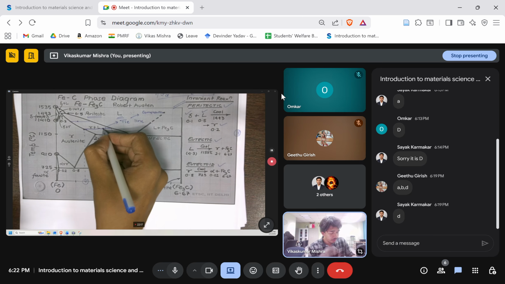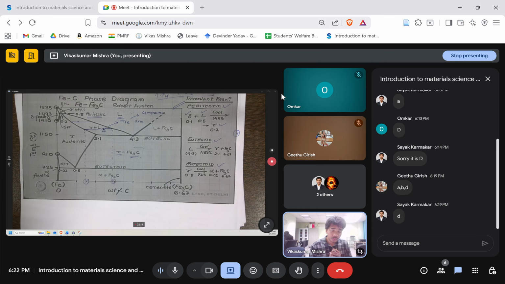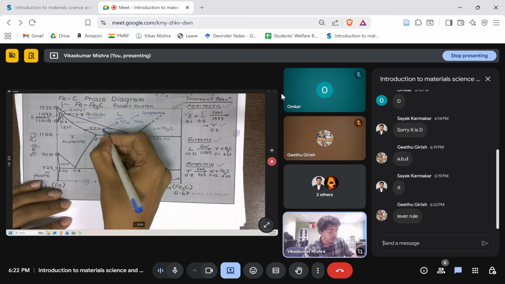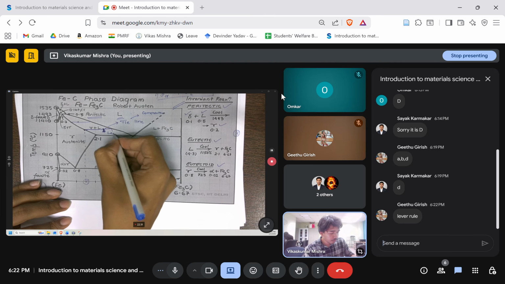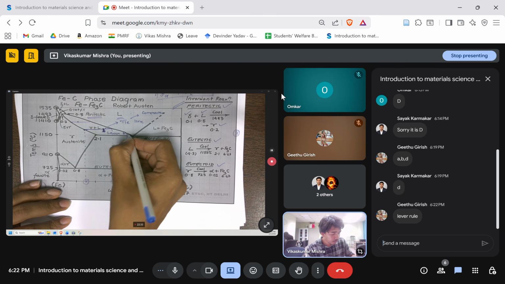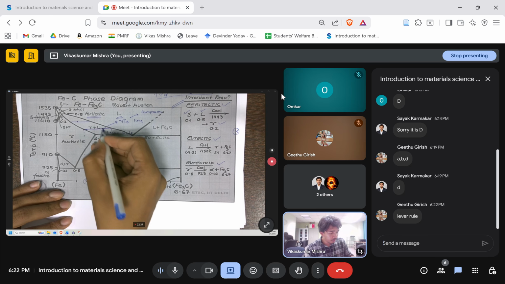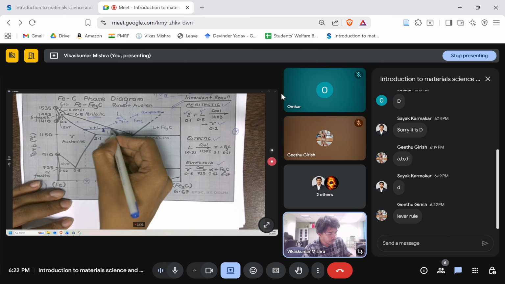Any idea what rules should we apply to find this fraction of the phases? It is nothing but a lever rule. For example, if I want to find the liquid phase, the fraction of the liquid phase is over this side, right?